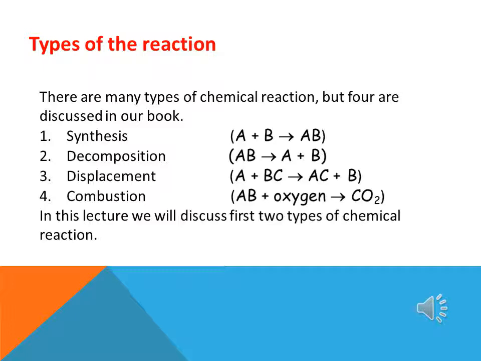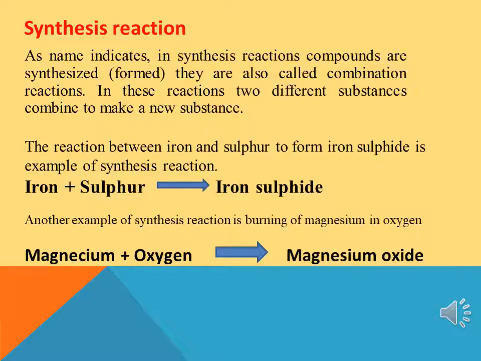4. Combustion reaction. As we know that oxygen gas is necessary for burning of everything in nature, combustion, so here we can observe that AB is burned in presence of oxygen, AB plus oxygen, and produces carbon dioxide CO2. In this lecture we will discuss the first 2 types of chemical reaction. Now we are going to start further explanations about these types of reaction.